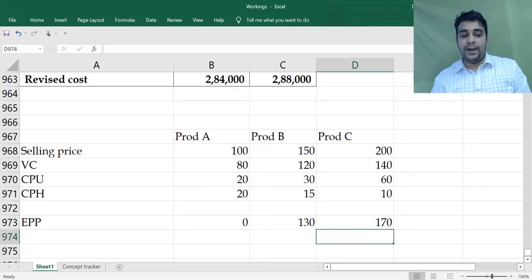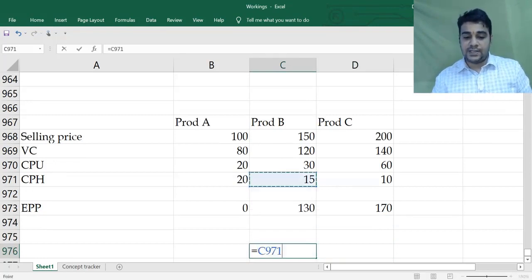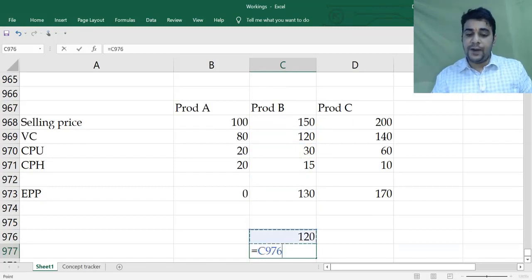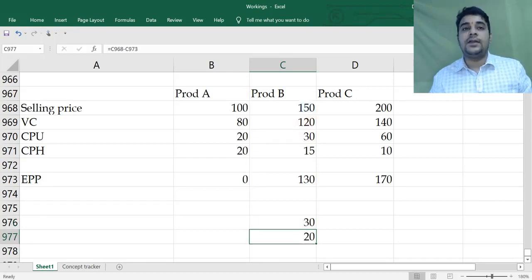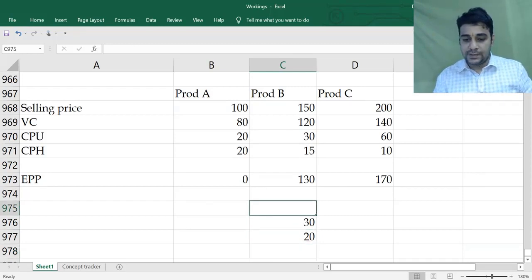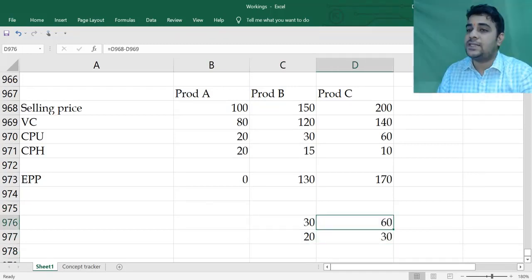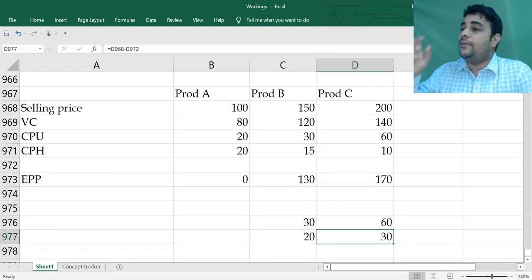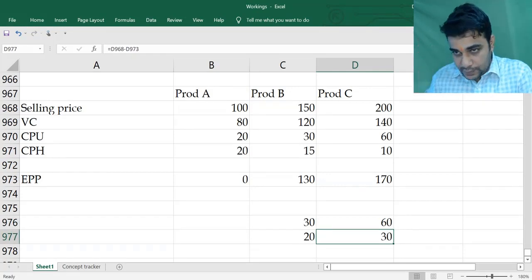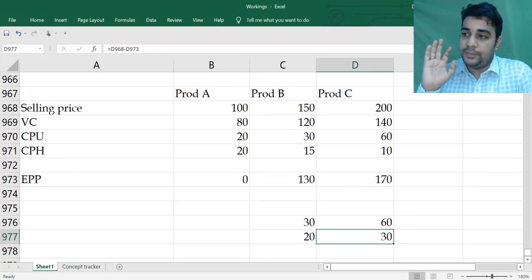Now, for example, product B: if I manufacture and sell, I will earn 30 rupees. If you buy and sell, 20 rupees. Other product: if you manufacture and sell, 60 rupees; if you buy and sell, 30 rupees. Whenever there is an option available for subcontracting, I am going to meet 100% demand.